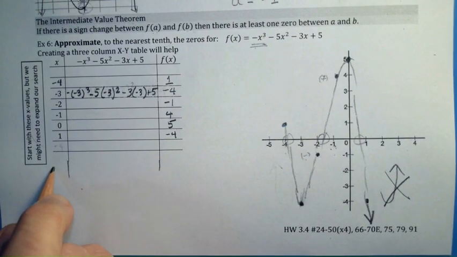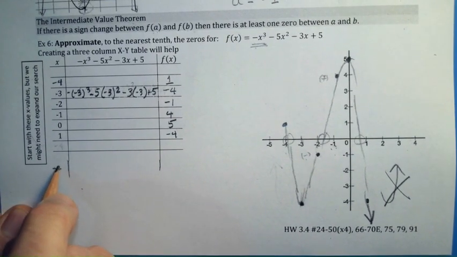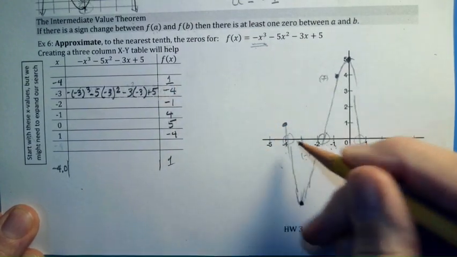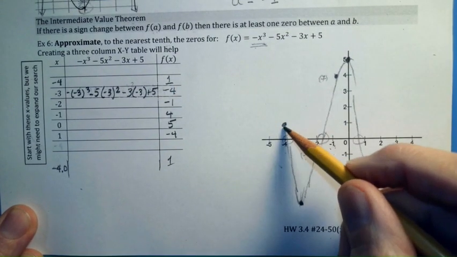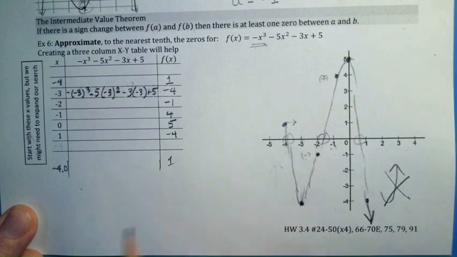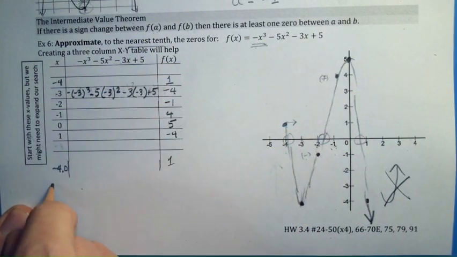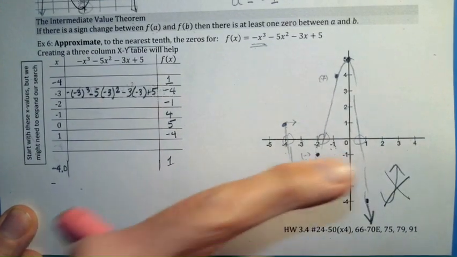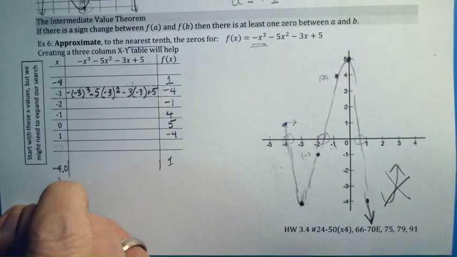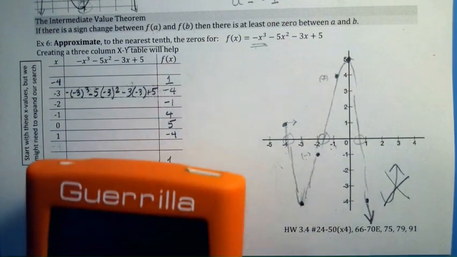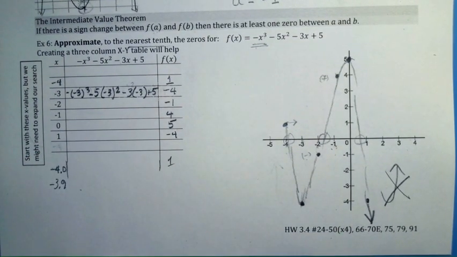So we start with -4.0. We did that one, and that is 1. Okay, so we start here. Now, I want to go in that direction, don't I? So I'm going to go by tenths because we need it to the nearest tenth. So I'm going to go negative, going in that direction, -3.9.